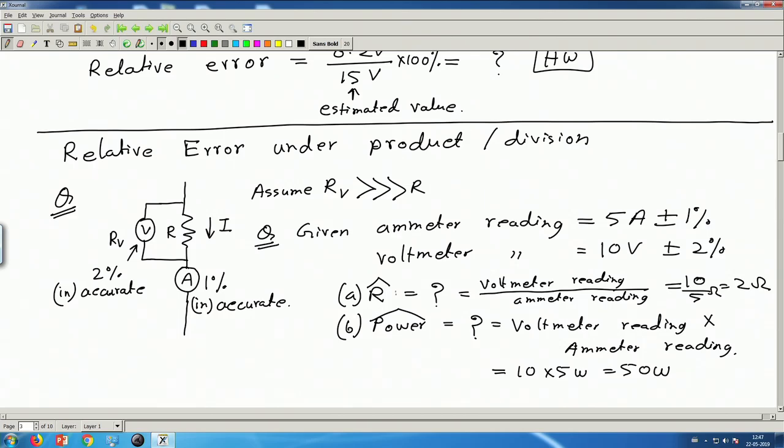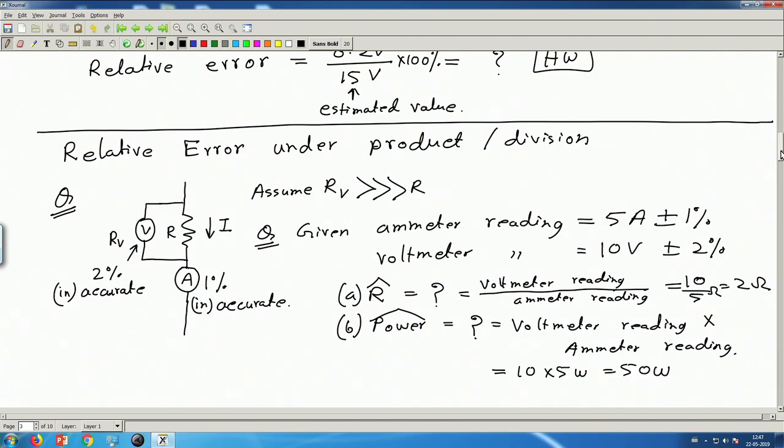So this resistance will be, voltmeter reading is 10, ammeter reading is 5, so 10 by 5 is equal to 2 ohm, and the power is 10 into 5 watt, so this is 50 watt. This is the estimated value of R, and this is the estimated value of power. This is not the true value of R or of power, because both the voltmeter and ammeter have some error, uncertainty in their reading. So we do not know the true value. We only have an estimated, measured value.